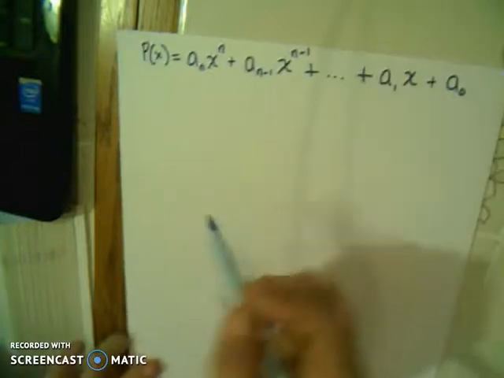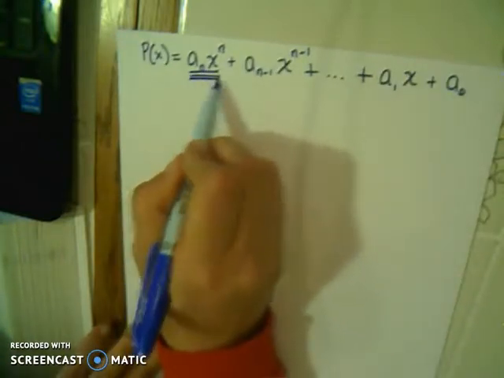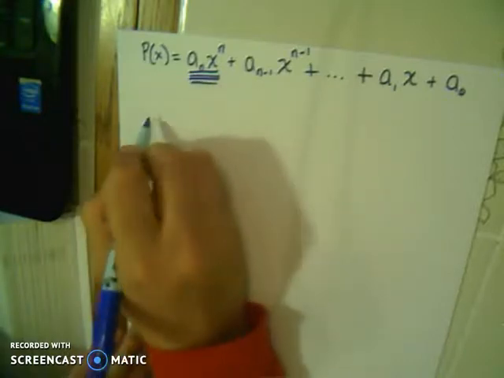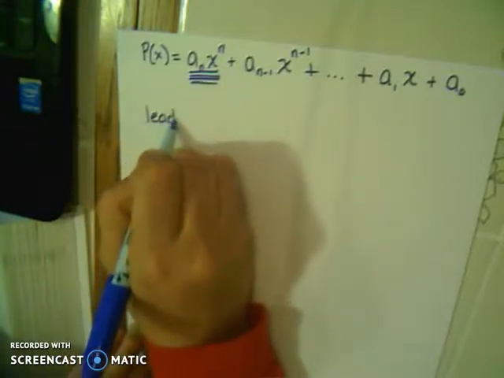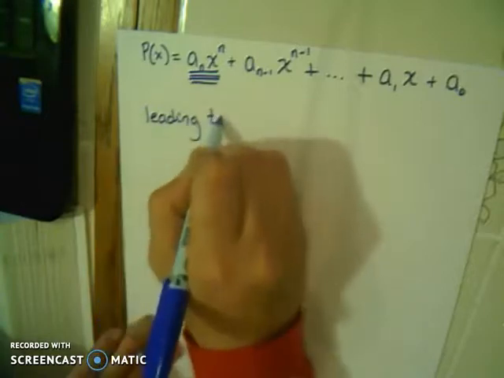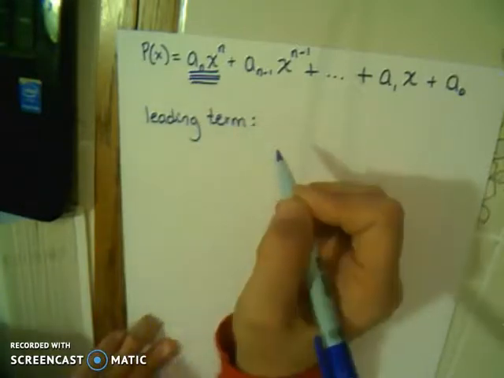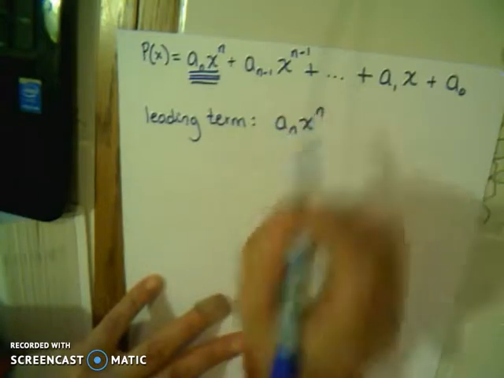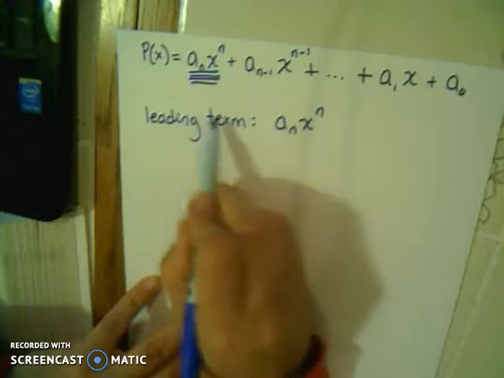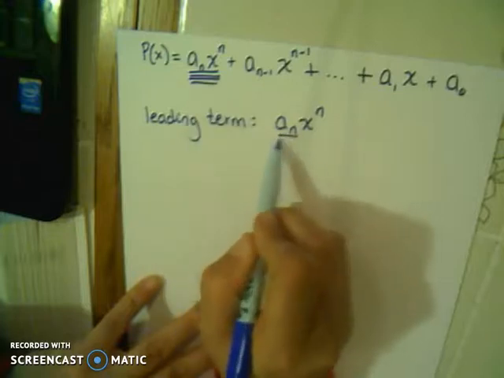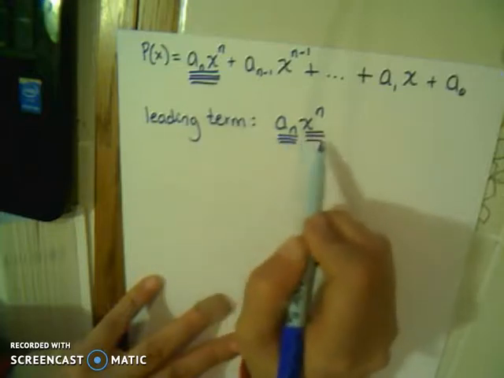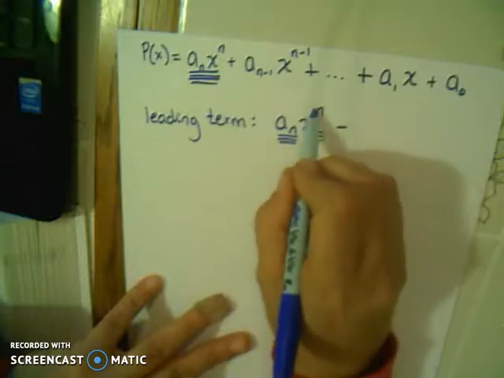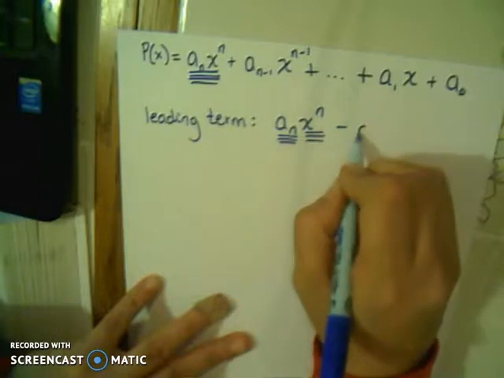So one really important piece of this function is that term in the very front, and that is called our leading term. That term is going to tell us a lot about what the graph of this polynomial looks like. And so that leading term contains both the coefficient and the piece with the variable. And the thing about the leading term is it always has the biggest exponent in it.